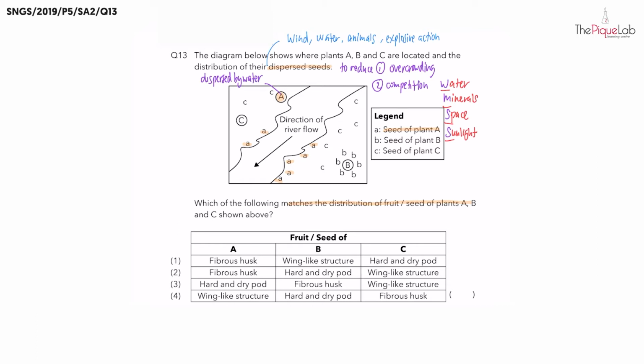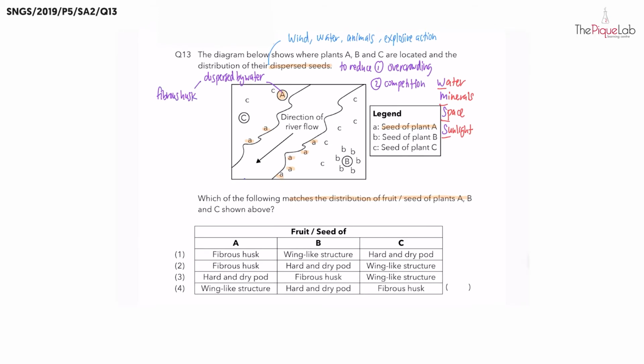And what special feature must plants that are dispersed by water have? The fruits usually have fibrous husks that help the fruit to trap air, allowing the fruit to float on water and be dispersed further from the parent plant. So I'm going to write down fibrous husk.